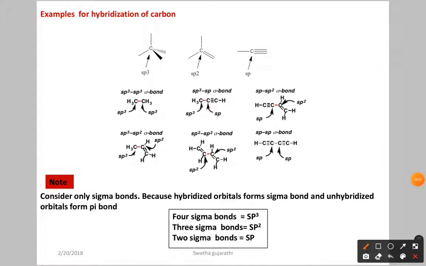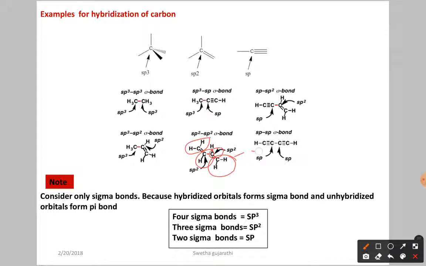So here you can see this carbon atom is sp3. Why? Because around this carbon atom we have 4 sigma bonds. Now this one is sp2. Why? Because we have only 3 sigma bonds. Now what about this one? This one is also sp2, because we have 3 sigma bonds. This carbon atom is sp2, and this carbon also sp2. Why? Because 3 sigma. This also sp2, because 3 sigma bonds are there.